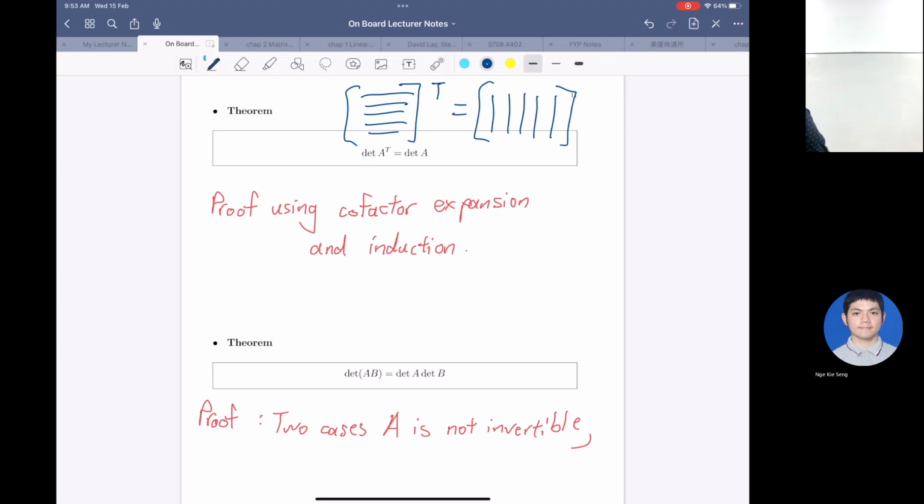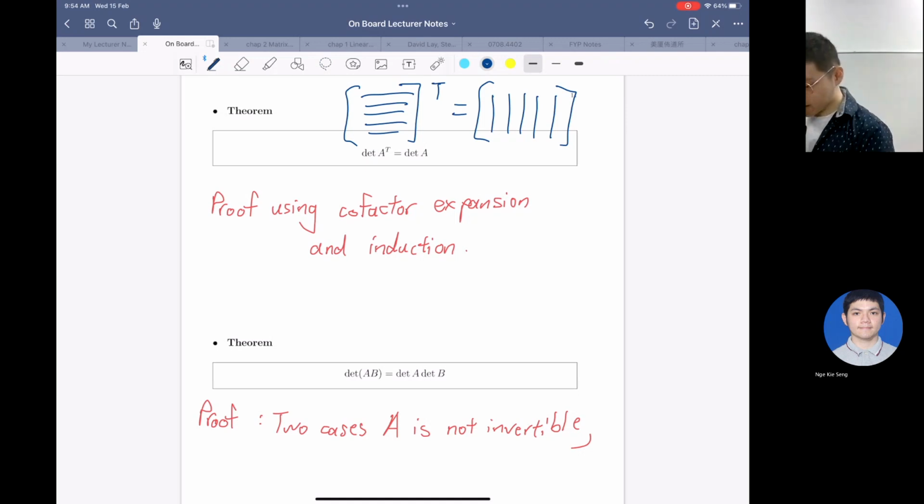So this part, determinant of A^T is equal to determinant of A. So this means that if A is invertible, you transpose it, it is still invertible. Right? Because if the determinant is non-zero, then it's still non-zero after you transpose it, because they are the same.